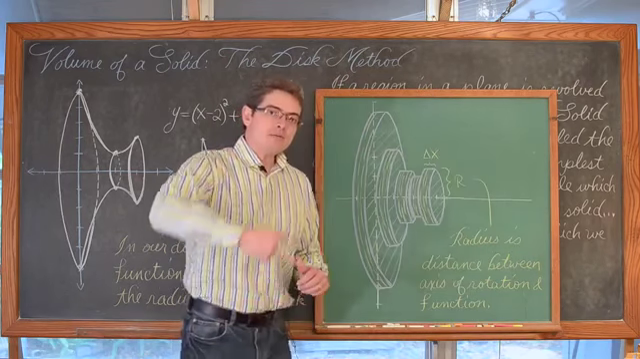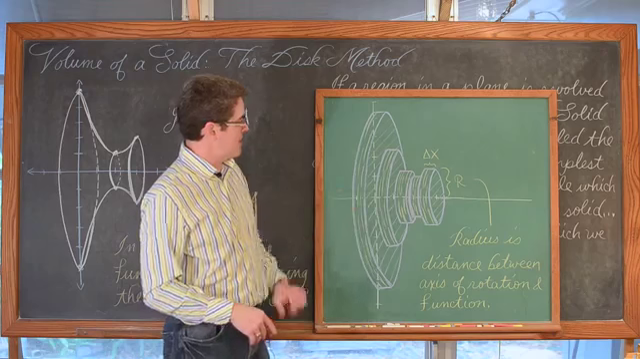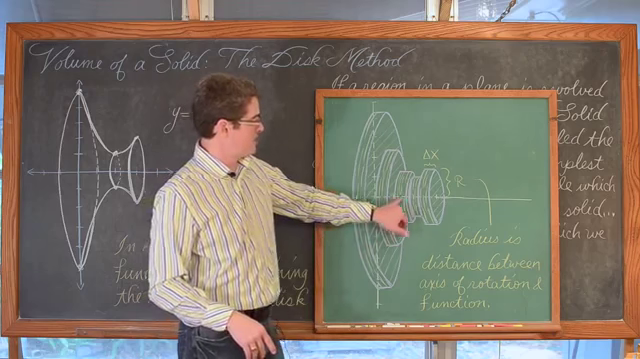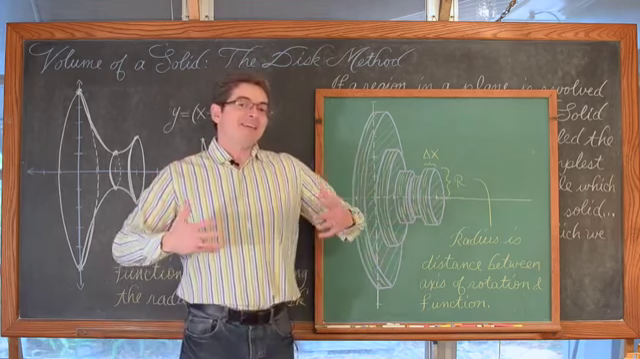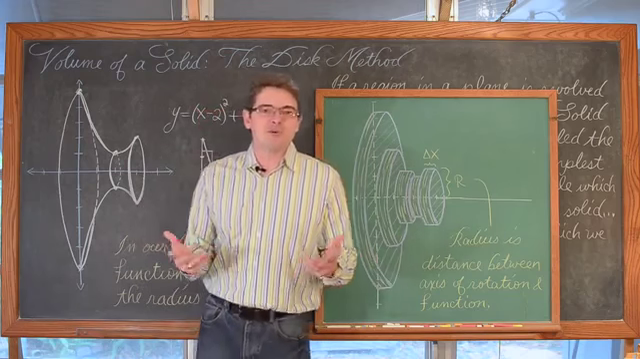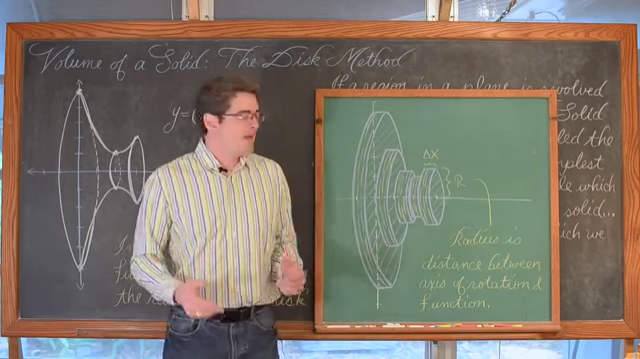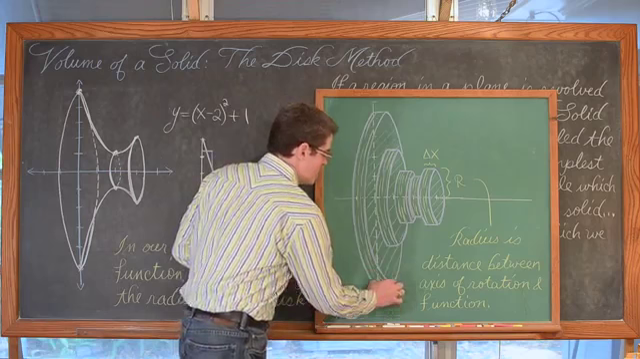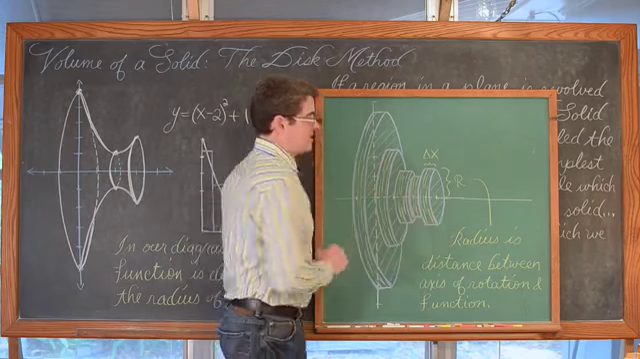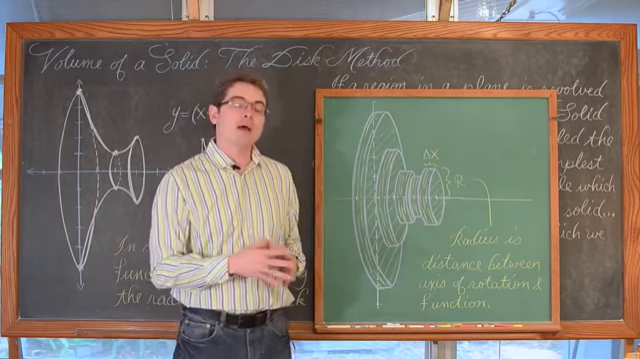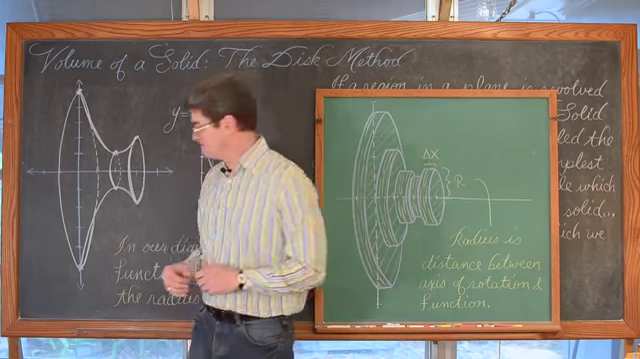Well, if we allow that to rotate around an axis, what we would get is a bunch of cylinders, and we can find the volume of a cylinder. It's pi r squared times height. And again, as we reduce the widths of these cylinders, we are going to get a more and more accurate estimation of the volume.